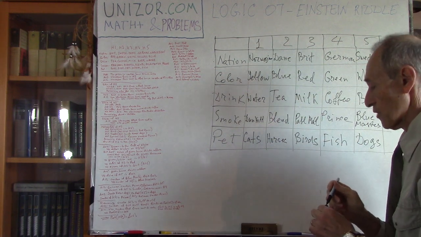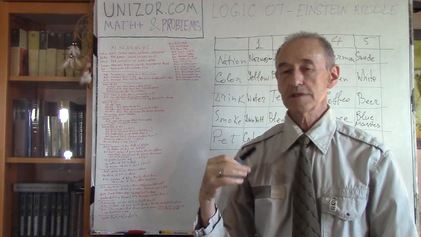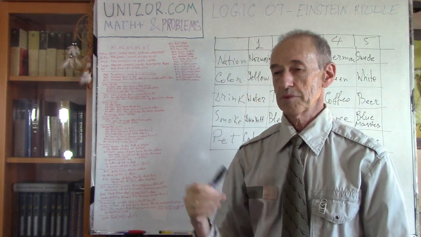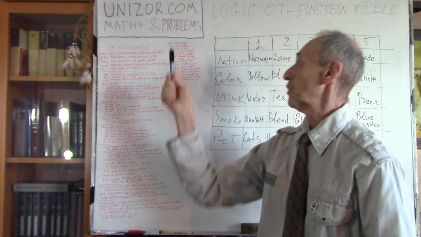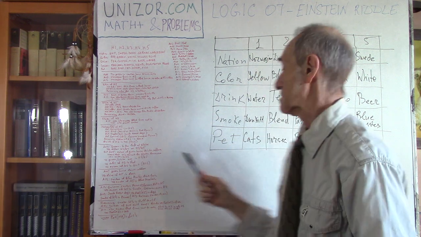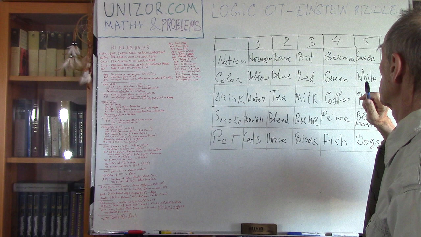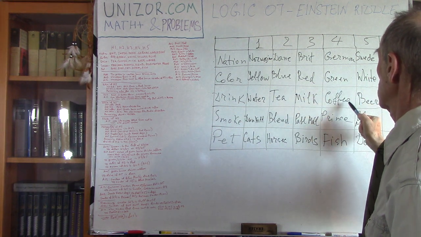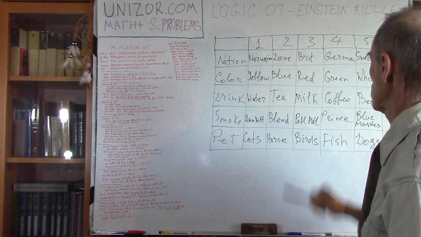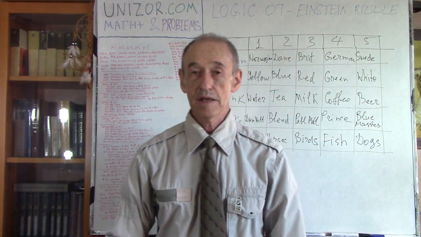And basically the original question, original statement, which is kind of presented in the problem was, who keeps the fish? So the fish is kept by the German in the house number 4, painted green, and he drinks coffee and smokes Prince and keeps the fish as a pet. And that's the end of solution.